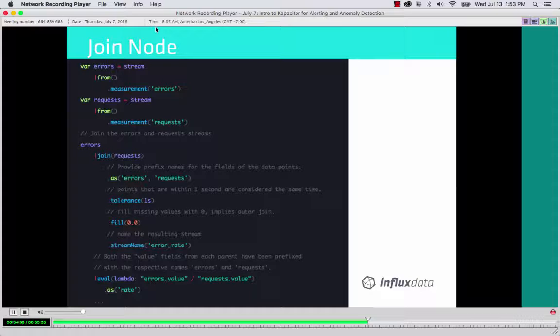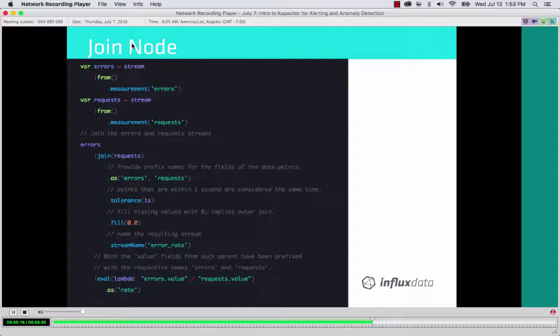The next thing that we have here is the join node. So if you're familiar with the idea of joining data, that's exactly what this does. We can take 2 input streams and join the data on their timestamp. We're joining on time, I should note that. And you can specify a tolerance for joining on the timestamp. So points that come in within 1 second of each other are considered to be the same time. It's an important thing to kind of note there.